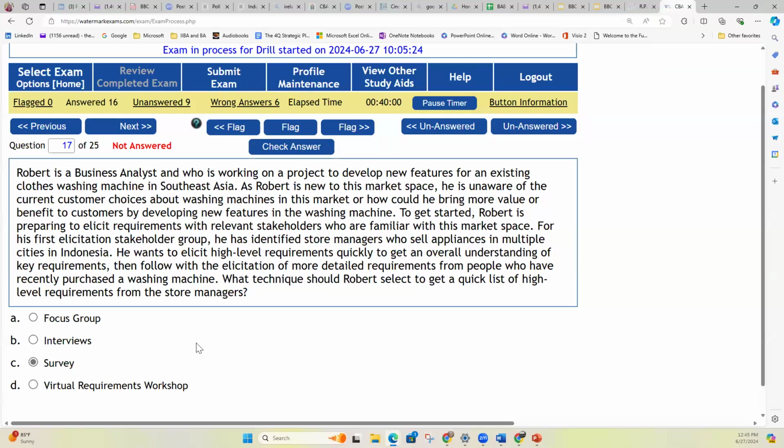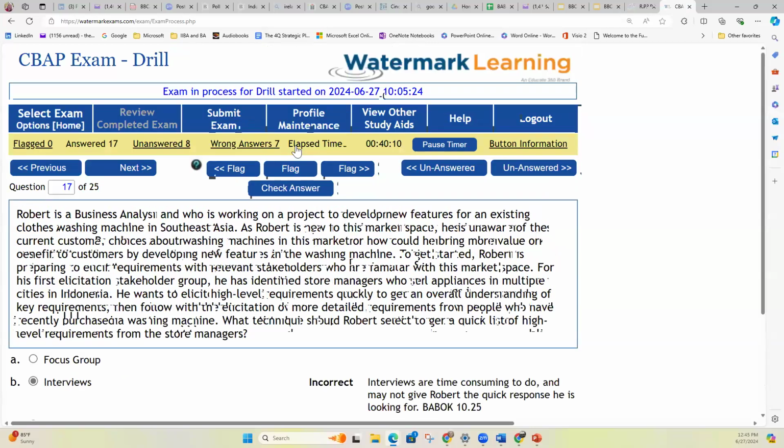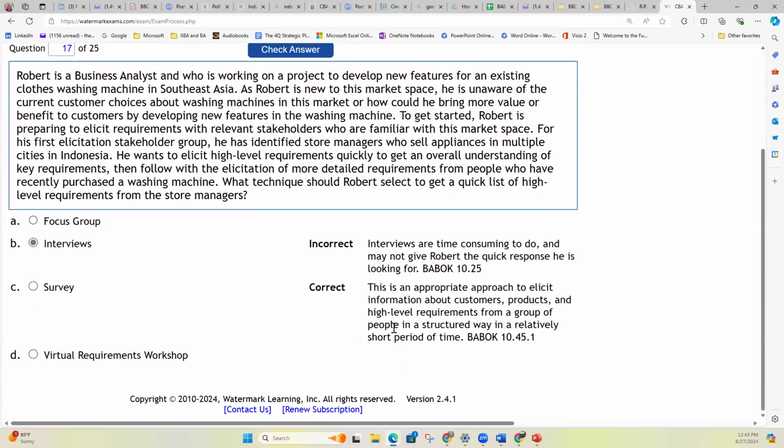I like your logic. Okay, I've got a tie and I need a tiebreaker. I think I'll go with interview, C. Let's check it. Interviews may not give him the quick response he's looking for, and a survey is the appropriate approach to get high-level requirements from a group of people in a structured way in a relatively short period of time. Also, interviews are more difficult because people are scattered. A survey is a little easier whenever people are scattered.